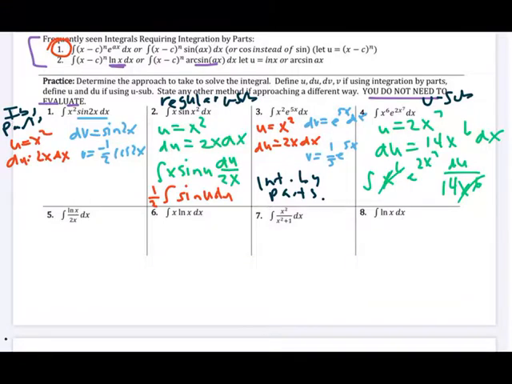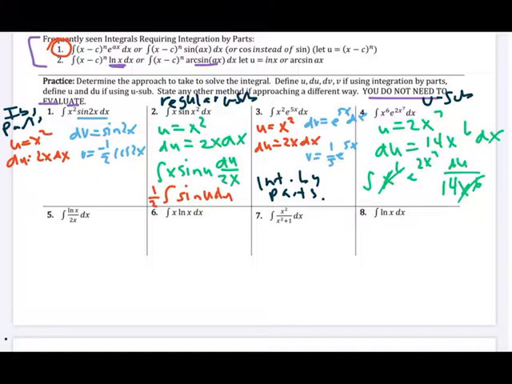Why don't you go ahead and pause the video and see if you can figure out the best approach on 5 through 8. Then unpause the video and see how you did. And if you get stuck on one, there's a lot of natural logs in here, and we haven't talked about integration by parts as much with natural log. If you get stuck, that's okay, skip that one. Just see how many you can get through.